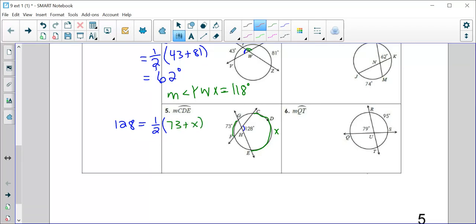All right, so you can multiply by 2 to undo that 1/2, or divide it by 2 to get 256 equals 73 plus X, and then we can subtract the 73 to get 183. All right, so that's what the measure of arc CDE would be. All right, go ahead and pause the video and see if you can do the evens here, 2, 4, and 6. I'll zoom out for a minute so you can see these.